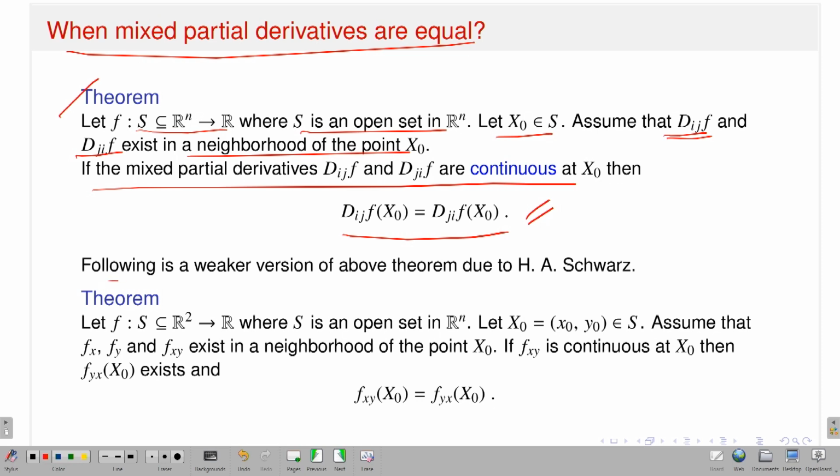There is another, a weaker version of the theorem, which is due to Schwarz. This one is a little bit strong, so there is a weaker theorem. Weaker theorem means what? Look at the statement, it will be clear. Suppose you have a function f from R2 to R.